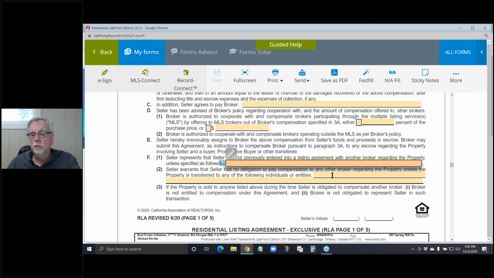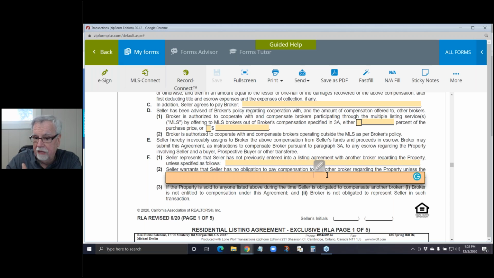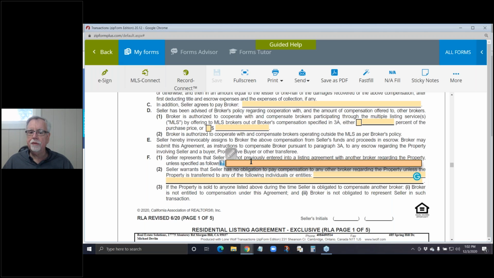And then you could write in the next paragraph, F2, the names of the people, if the seller had a list of names of people that were given by the previous agent with whom they've negotiated. The other time that I've used F1 is about to expire listings.